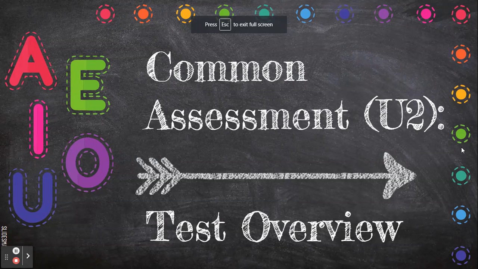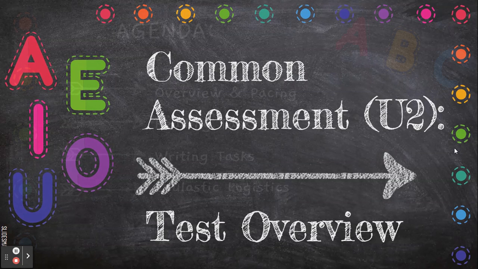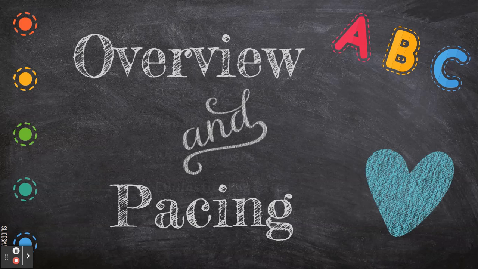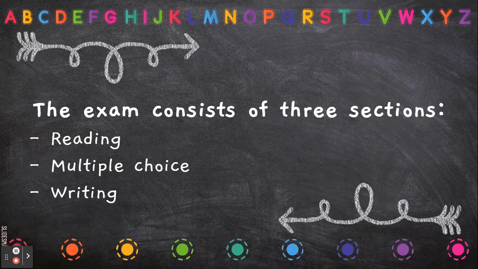Here is an overview for the Unit 2 Common Assessment. We'll have an overview of the test itself and look at the reading tasks, writing tasks, and some Edulastic logistics. The exam has 3 sections: reading, multiple choice, and writing.